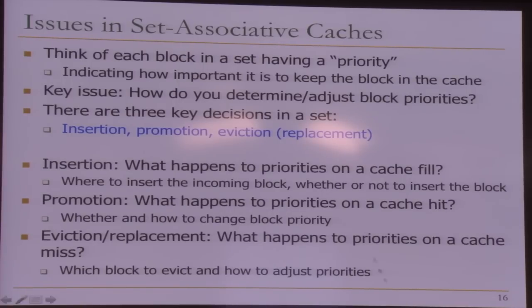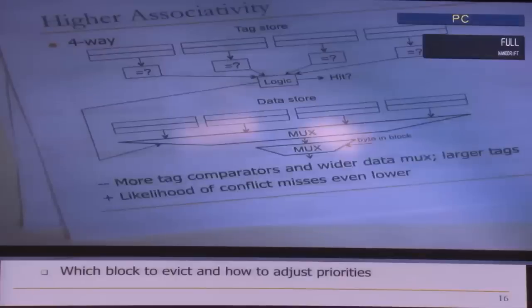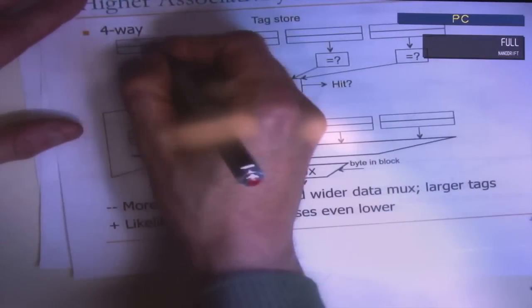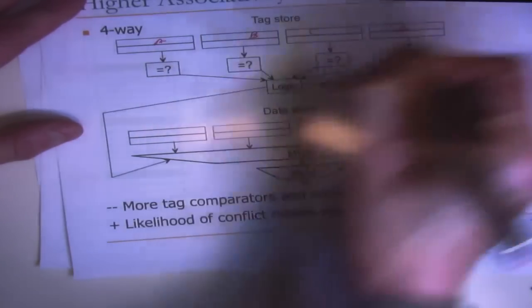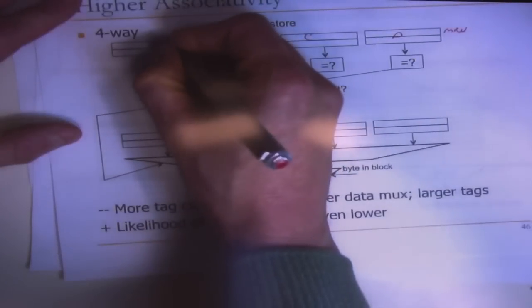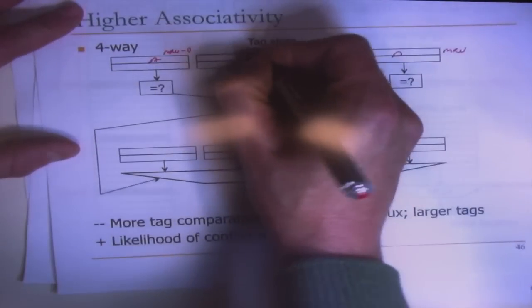So if you look at the LRU policy, let's assume that you have, we can pick the four-way cache. Let's assume that you have blocks A, B, C, D in the cache. And this is the most recently used. This is the MRU minus 1. This is the most recently used minus 2. And this is the least recently used.